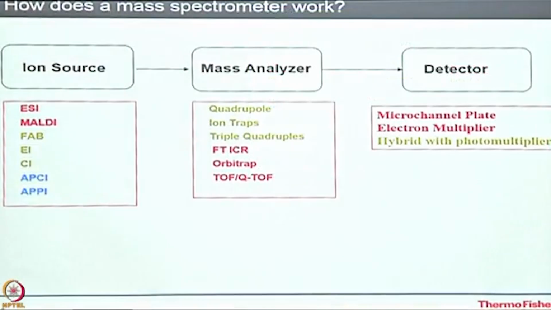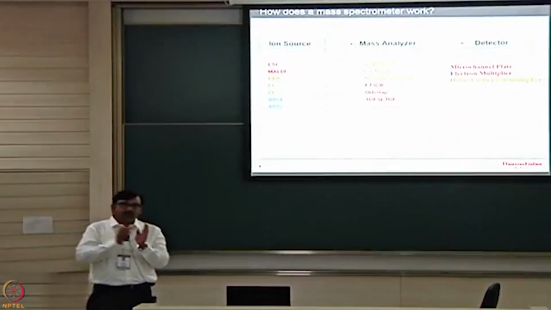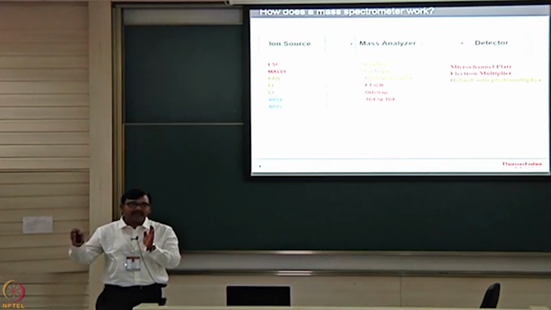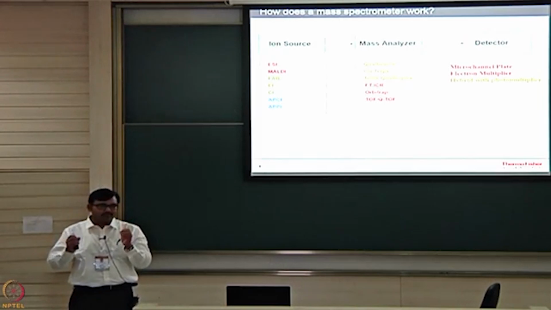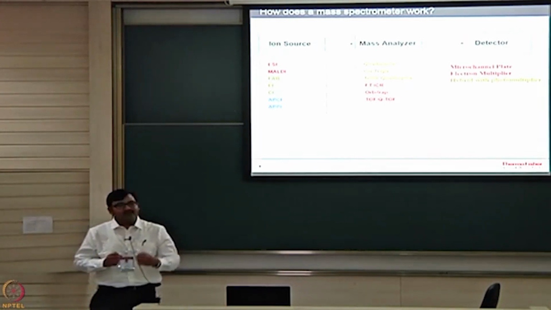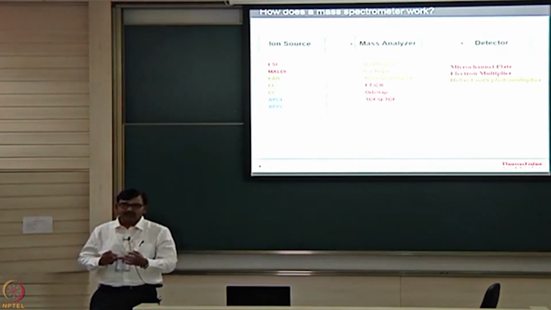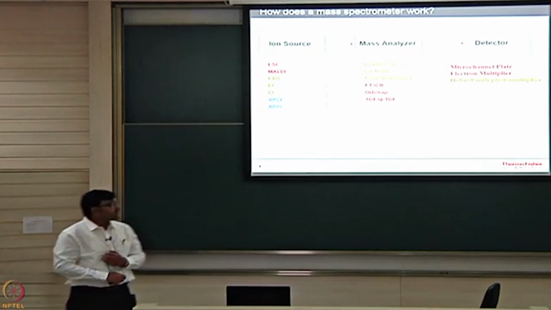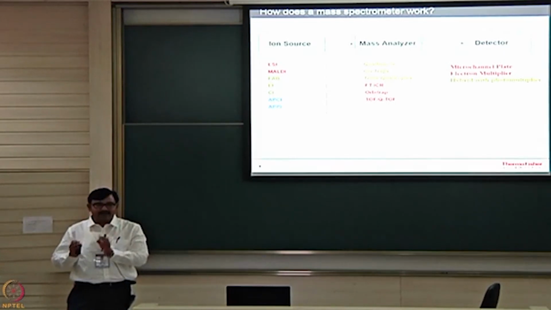Next is MALDI, matrix-assisted laser desorption ionization, which is solid to gaseous. In MALDI, you mix the sample with a matrix molecule, spot it on a plate, let it dry, and then shoot a laser. That laser gives the energy for ionization, from the solid to the gaseous phase. These are the two most soft ionization methods, where your biomolecules will not degrade during ionization.